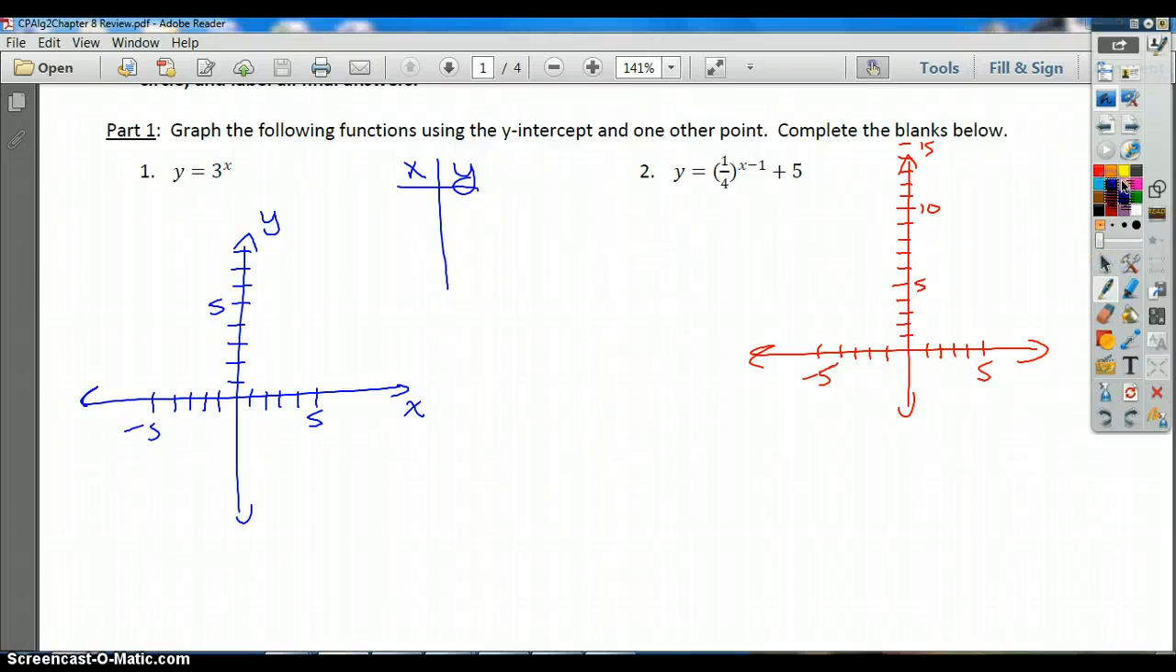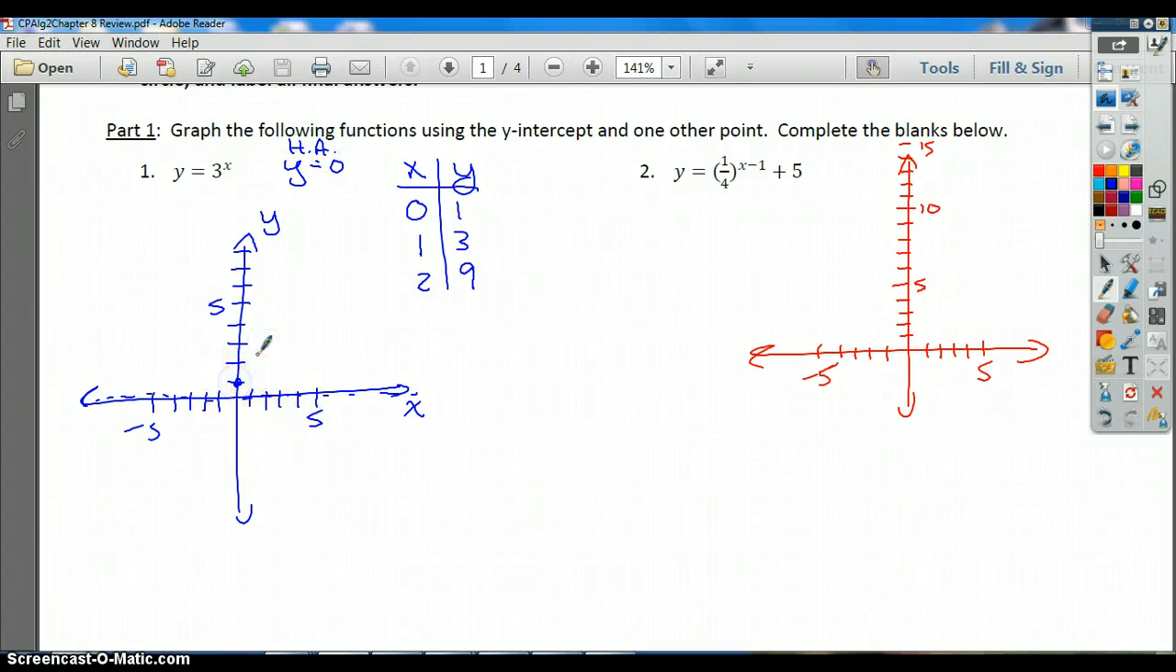Okay, ladies and gents, let's get through this review sheet, at least the front and the back of the first page. The graph for part 1: put in 0, anything to the 0 is 1. If I put 1 in, I get 3. If I put 2 in, I'm going to get 3 squared, which is 9. Asymptote is right here, which is y equals 0. And we'll fill that in down below as well.